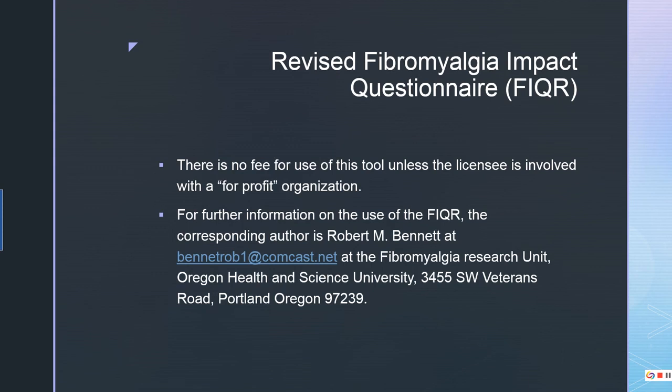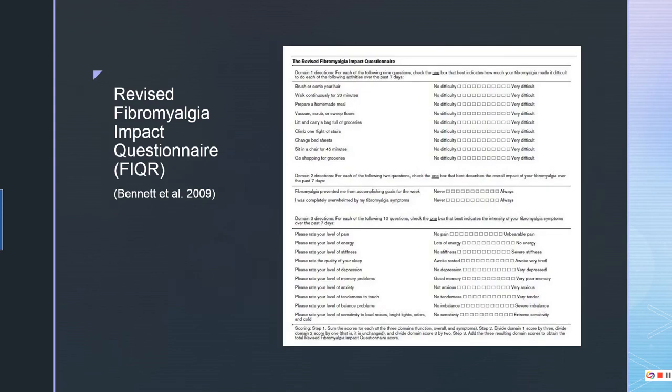For further information on the use of the FIQR, the corresponding author is Robert M. Bennett at bennettrob1@comcast.net at the Fibromyalgia Research Unit, Oregon Health and Science University, 3455 Southwest Veterans Road, Portland, Oregon 97239.